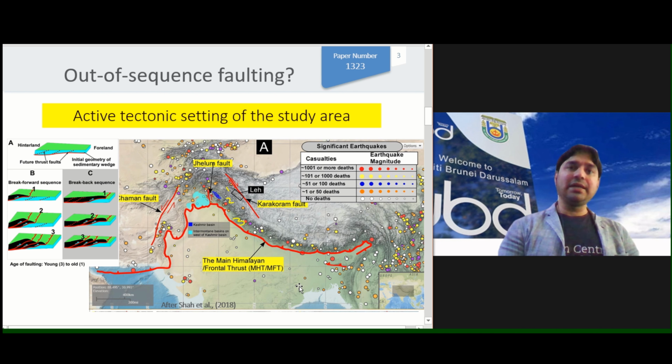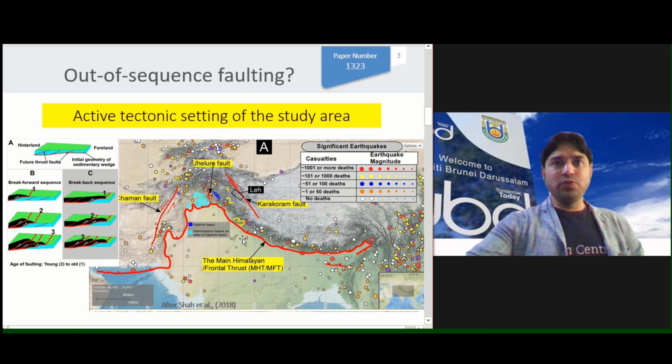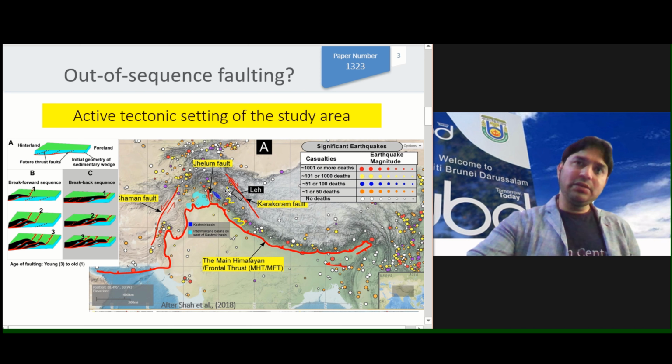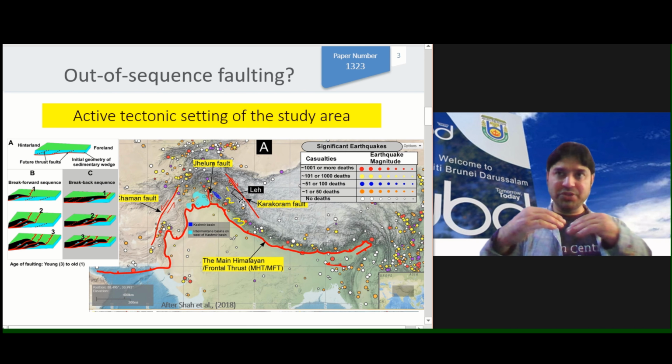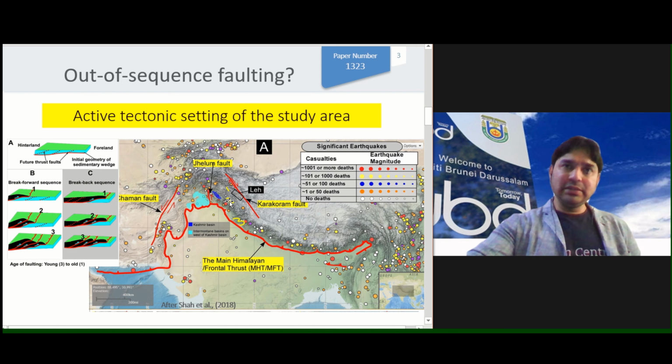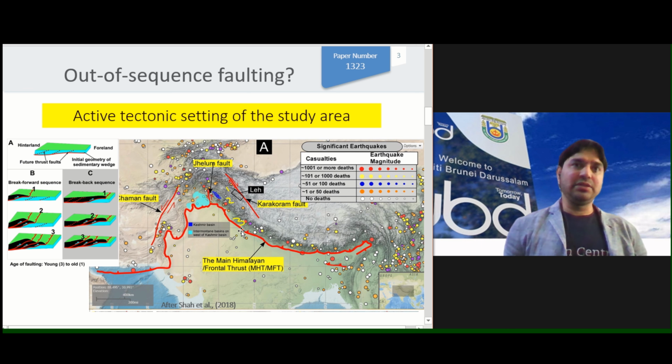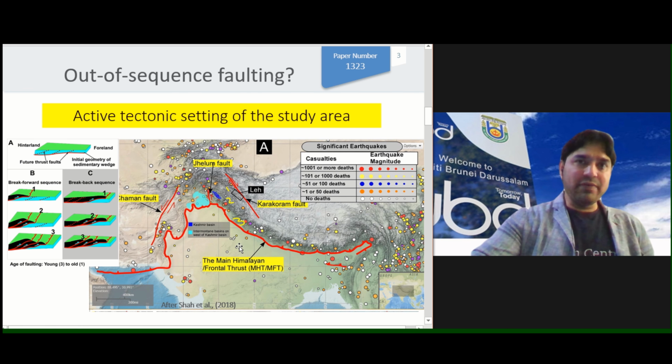So the question is that this fault, the main Himalayan frontal thrust, is the youngest fault. In other words, in this sequence, this is the younger one right here, and this is basically in sequence. Initially, somewhere here, 1, the fault was active where the suturing was happening. After that, it migrated here, 2, and then now it is in 3, just to make it aligned with the model that we have here.